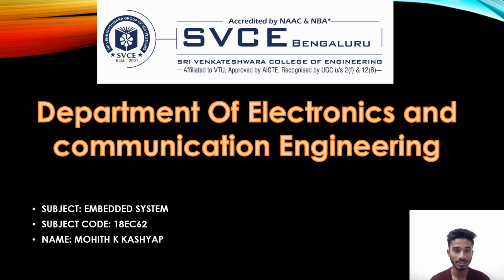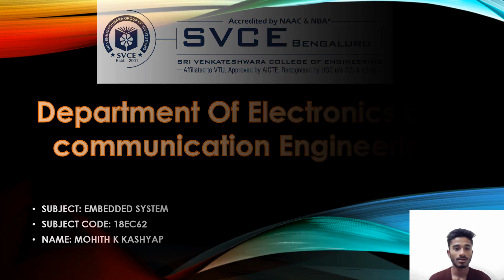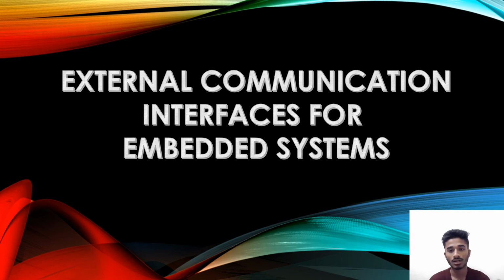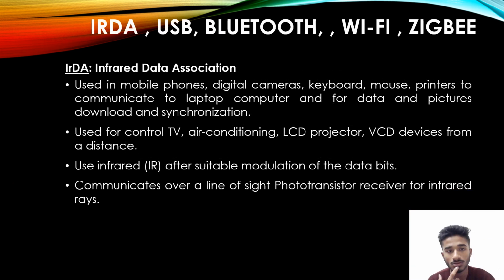So today I'm gonna teach you guys about external communication interfaces for embedded systems. What do you mean by external communication interfaces for embedded systems? The first question that pops into my head is, what is an external communication interface? An external interface is the interface between the input-output interface and peripheral devices. An interface can be of two types, parallel interface and serial interface.